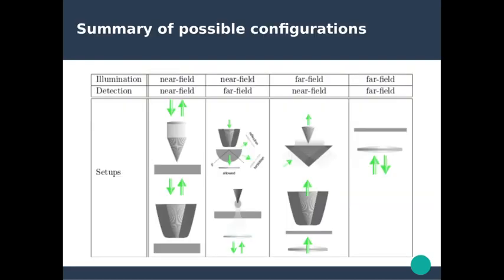So there are four types of configurations that can be used in microscopy, depending on how you actually illuminate your system and how you actually detect the optical signal. The most straightforward is the far field configuration, when you send light through an optical lens from a source, it propagates in free space, reaches the sample, and then you detect the light also in the far field.